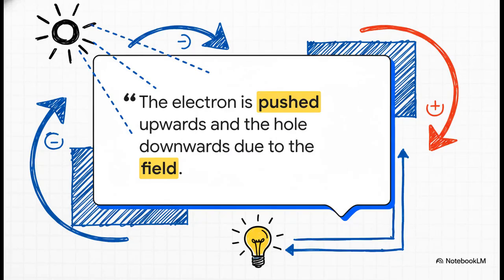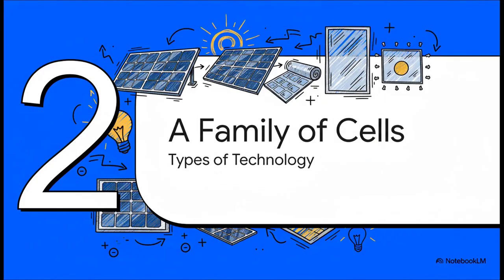And that forced separation, that is everything. By pushing the negative electrons one way and the positive holes the other, the cell creates a voltage difference, just like a battery. You connect a circuit, and those separated electrons will flow to create a current, and that is solar power. Okay, so now that we've got the science down, let's zoom back out.